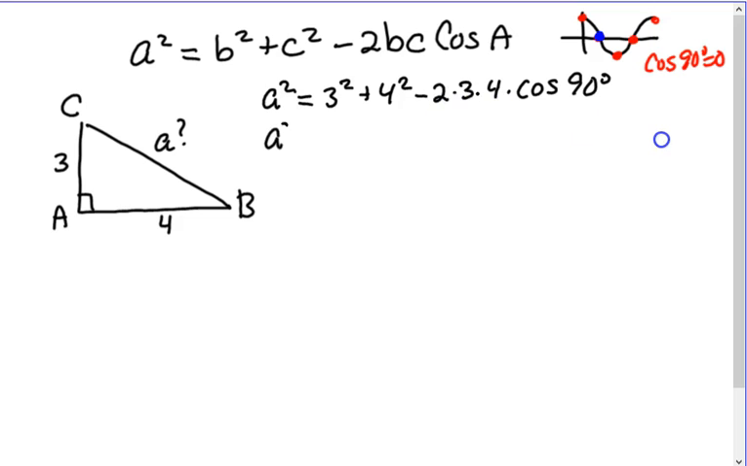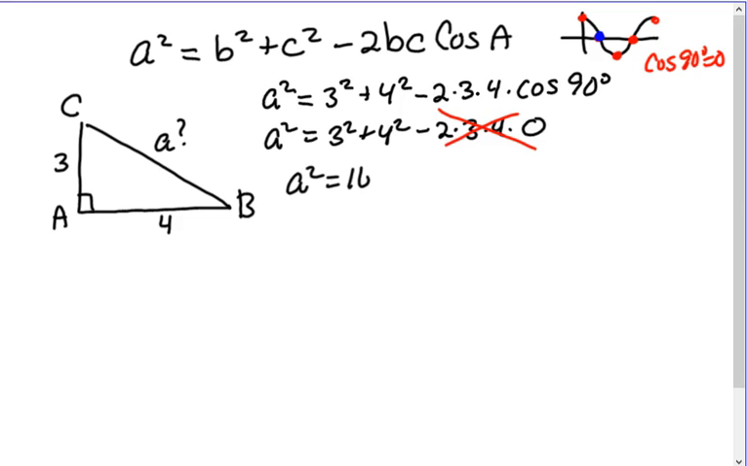So we have a squared is equal to 3 squared plus 4 squared minus 2 times 3 times 4 times 0. So all of this just goes away, and we're left with the Pythagorean theorem. a squared is equal to 9 plus 16, which is 25, so a is equal to the square root of 25, which is 5. Okay, so we knew that was a 3, 4, 5 triangle. And when we use the law of cosines, this added part disappears when we're dealing with a 90-degree angle.